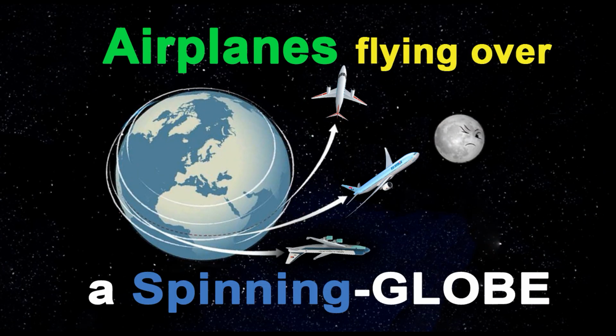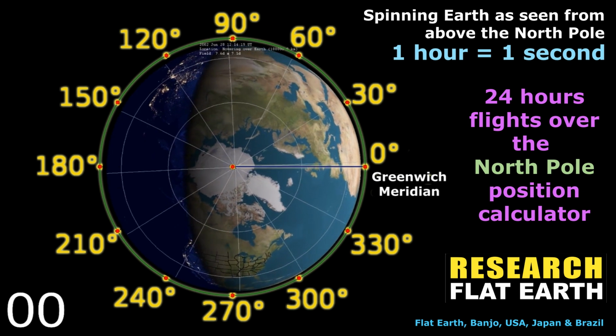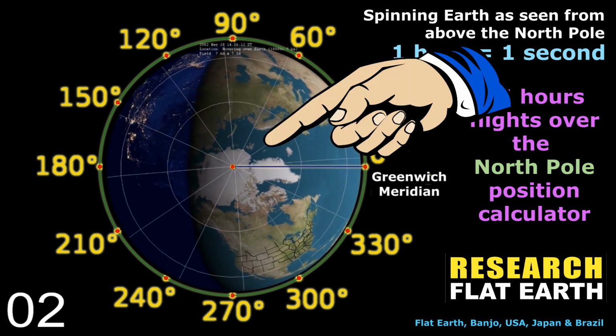Hello my friends, we're back here for another video. I'm gonna be talking about airplanes flying over a spinning globe, especially over the North Pole, over the northern regions. Flights flying this region here that you see on this animation.